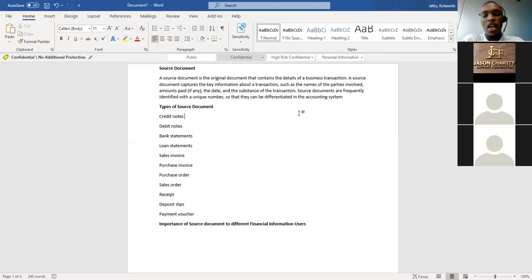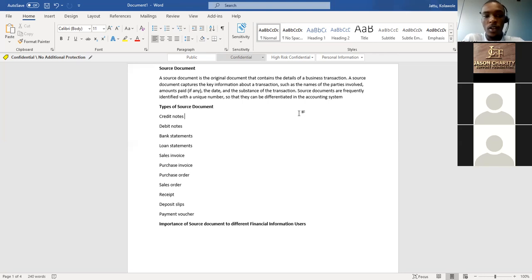Yes. So the next one is now the importance of source documents to different financial information users. I guess my colleague put you through, as explained, I gave different examples of financial information users that we have. So you need that knowledge here as well. The best approach I think we can adopt is, you need to know the types of source documents that we have. You need to know the different users. With that, you know the importance of the source document.